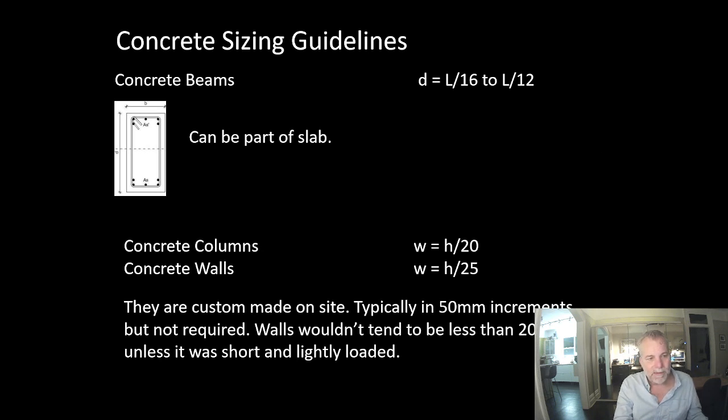Some beam sizing guidelines. The little image on the left is what a concrete beam looks like in section. We're generally talking about L over 16 to L over 12. Concrete walls and columns. A wall would be the height divided by 20, which is fairly common. You can see a 150 millimeter thick wall can be 3 meters tall, so they're fairly slender. And for concrete columns, H over 25. Again, we would not design using these rules of thumb. These rules of thumb are good for making sure your 1 to 50 building section looks reasonable.